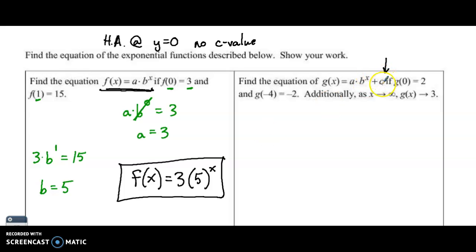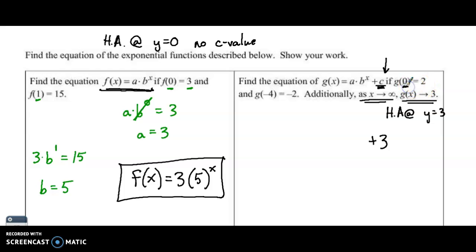As I move on to the next one, notice that there's a c value, so we just add one more clue in here. Why do I care about this clue? It's because the end behavior is your clue for a horizontal asymptote. So that horizontal asymptote is at y equals 3. So now I know that the c value is 3.